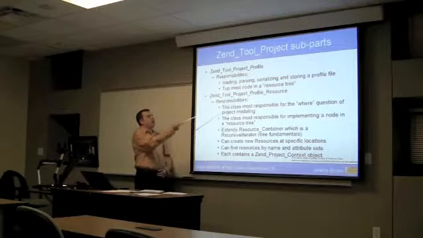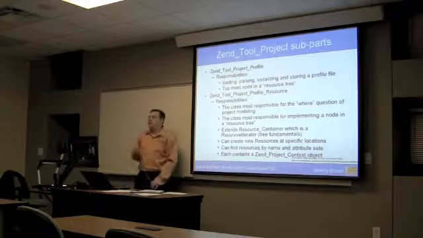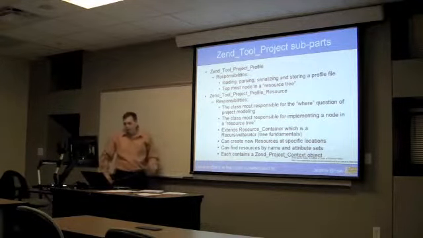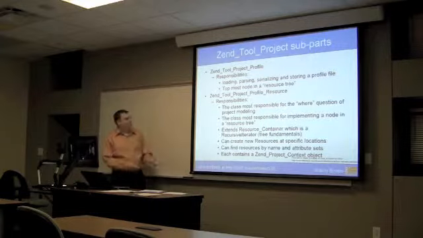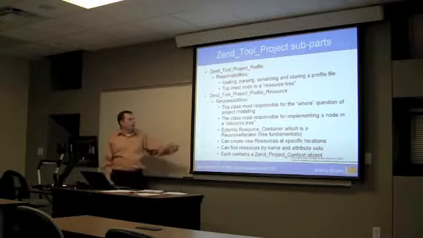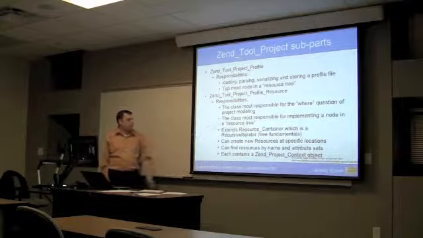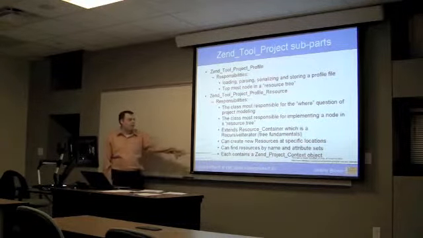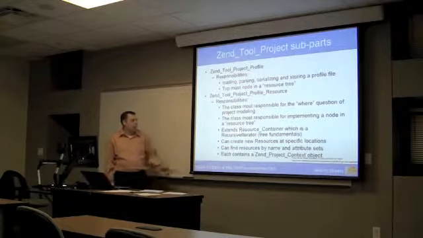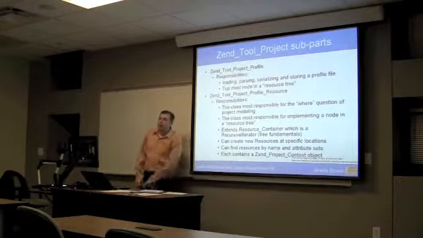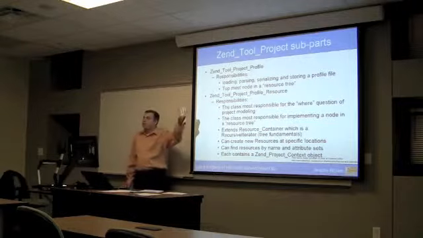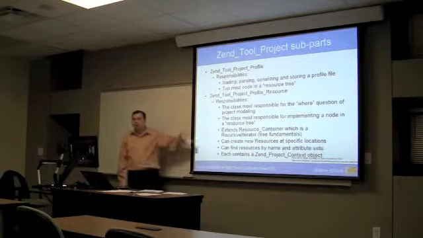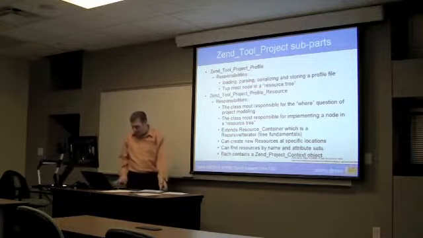Zen Tool Project Profile resource, then, are the individual resources that the profile is keeping track of. Nothing more than that. Basically, it's responsible for the where. It implements a node in the resource tree. It can create new resources at any specified locations. It can find the resources. It contains a Zen project context object. Remember when we talked back before with their manifest, we can provide context. This is how they have that integration. So again, a bunch of stuff, examples, I promise.